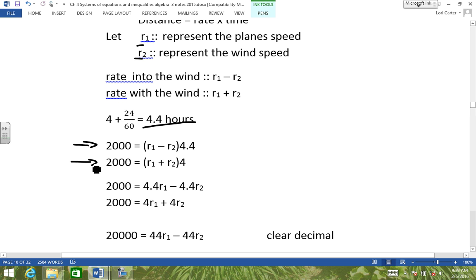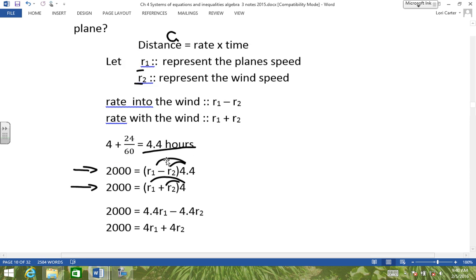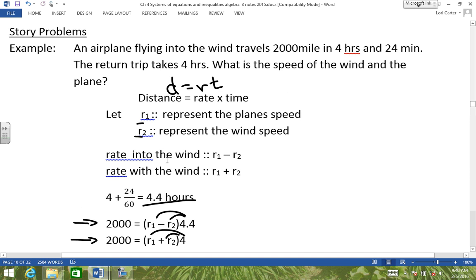4 hours, 4.4 hours. Everybody okay? When you're doing this here, 2,000 equals, distribute through. Good so far? There's nothing hard about this one. Where'd you get 2,000? 2,000 is the miles. Right there, 2,000 miles. How far you're traveling in your story problem.